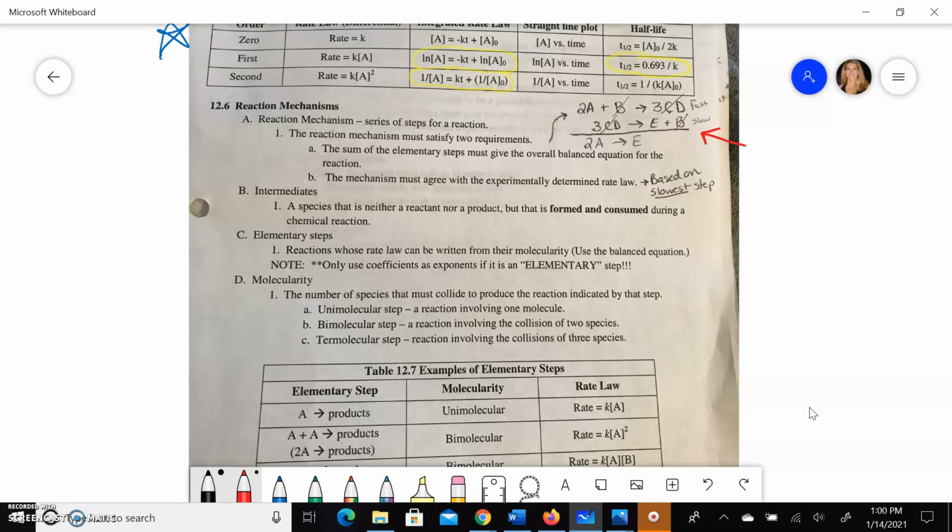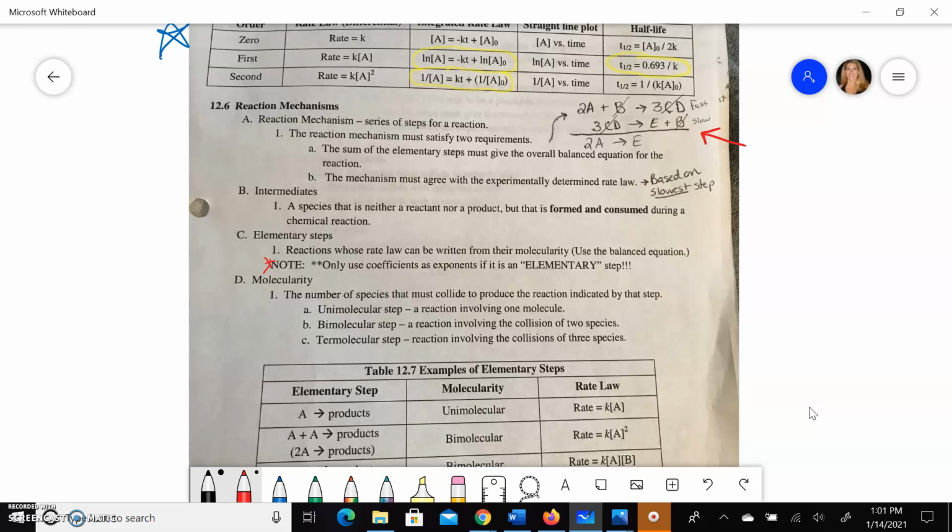Elementary steps is the term for the individual steps that add up to be the whole. And their rate laws can actually be written from the reaction. You don't have to do experimental data on those. All you have to do is use the coefficients as the exponents. However, people love to do that all the time. And make this note right here, you can only do that if it's an elementary step. So if it's an overall reaction, then you have to do experiments to get that data in order to get those exponents.